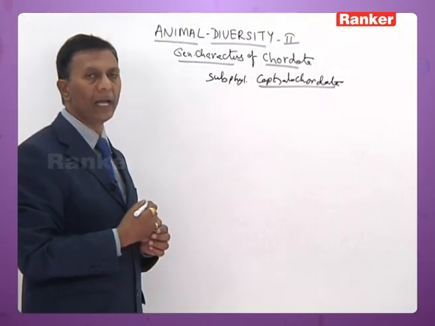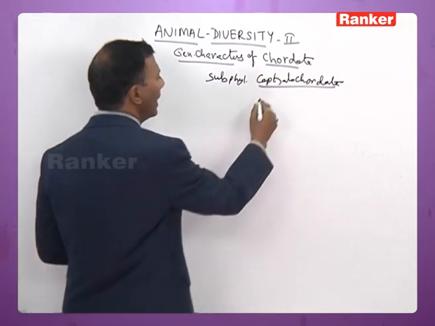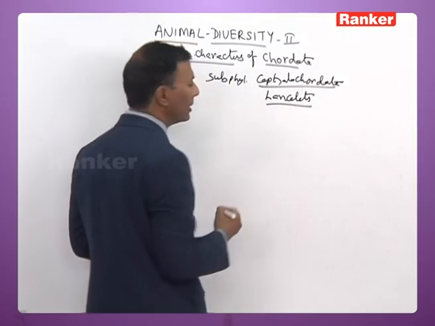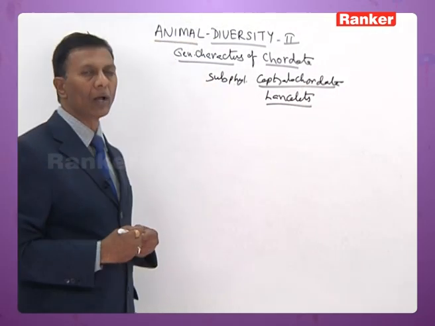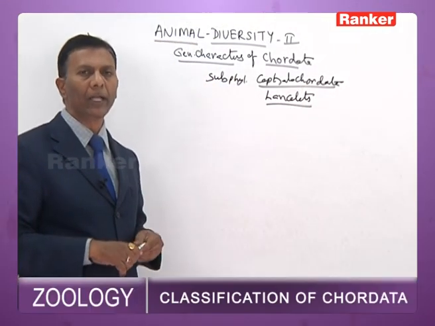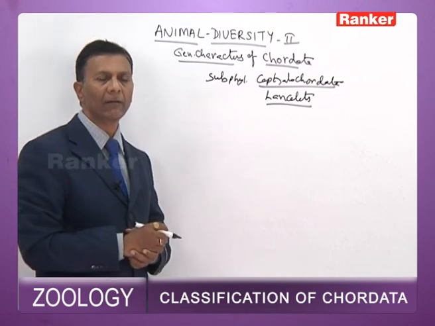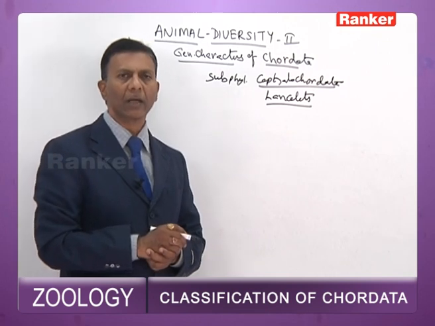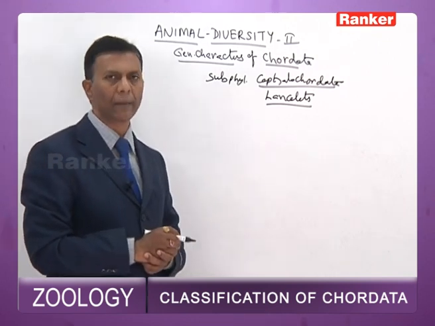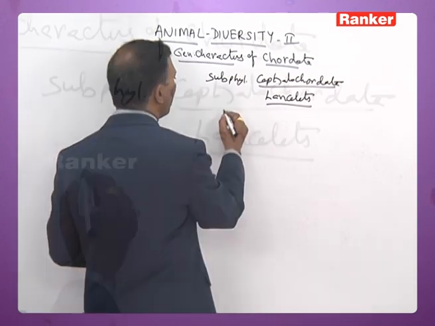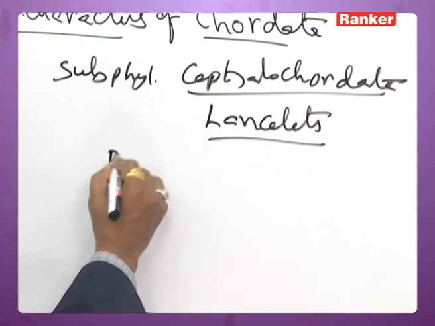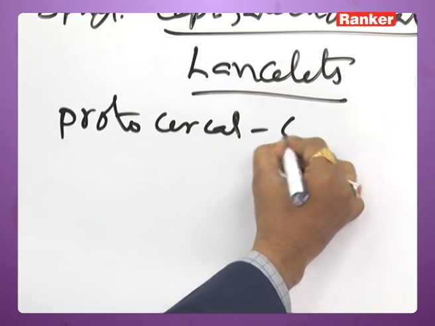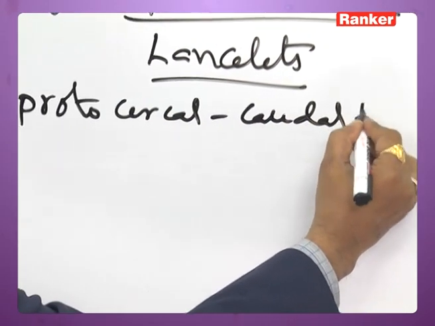Now the cephalochordates are commonly called lancelets. They are also marine, burrowing, translucent fish-like chordates. Then they have got proto-circle type of caudal fin.